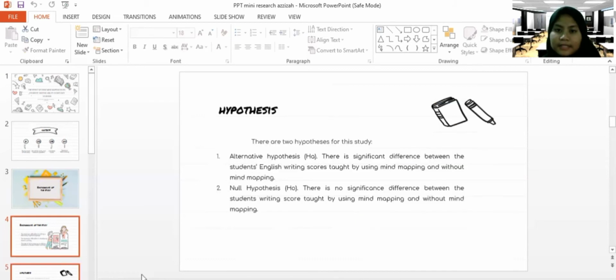The hypothesis. There are two hypotheses for this study. The first is the alternative hypothesis. There is a significant difference between the students' English writing scores taught by using mind mapping and without mind mapping. And the second is the null hypothesis. There is no significant difference between the students' writing scores taught by using mind mapping and without mind mapping.